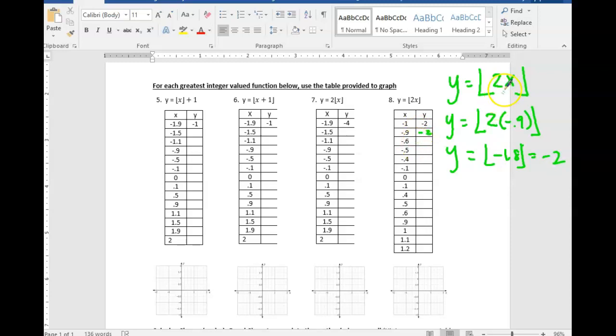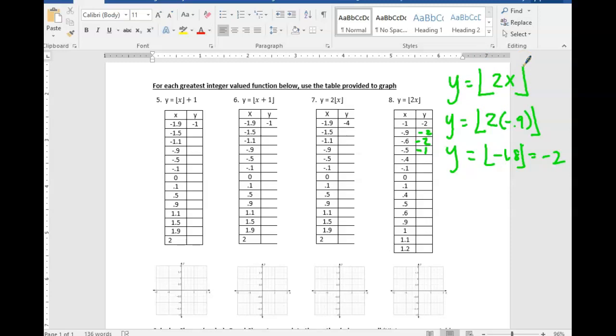And I'll continue that. If I were to plug in negative 0.6, I'd get negative 1.2. Rounding that down, I still get negative 2. If I plug in negative 0.5, I would get negative 1. Now that is where it changes. Because if you plug in negative 0.5, you get negative 1, and the closest integer to that is negative 1 itself. It just stays as negative 1.